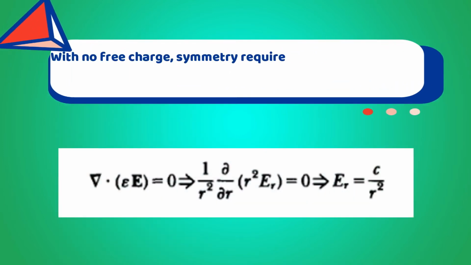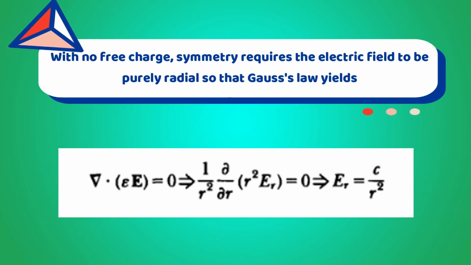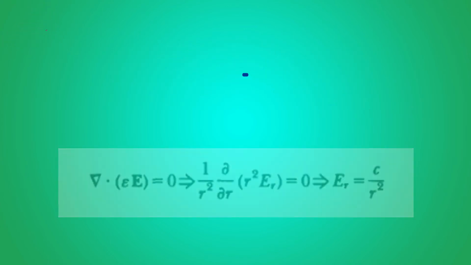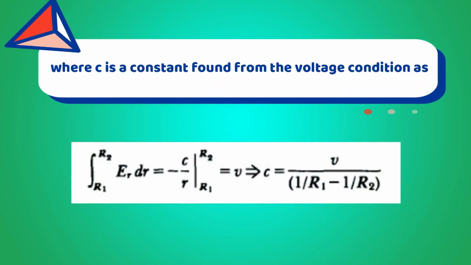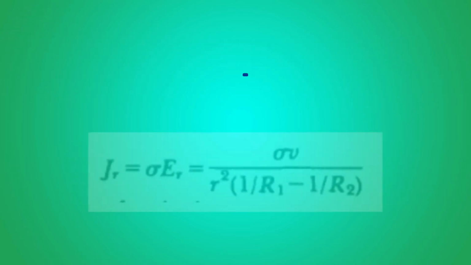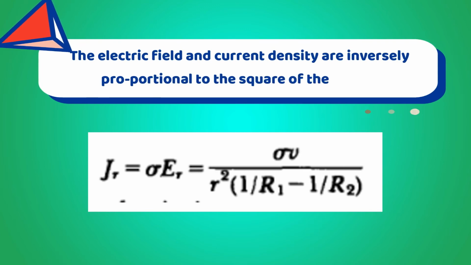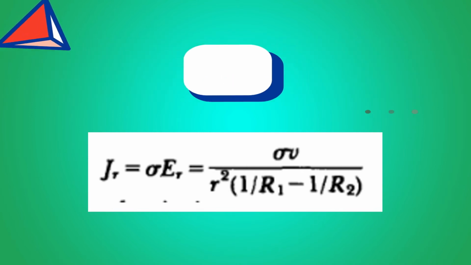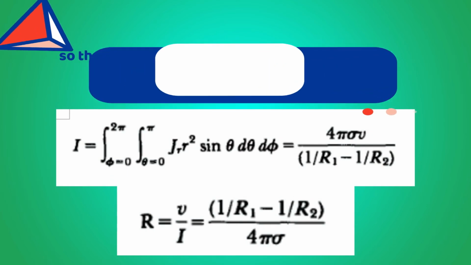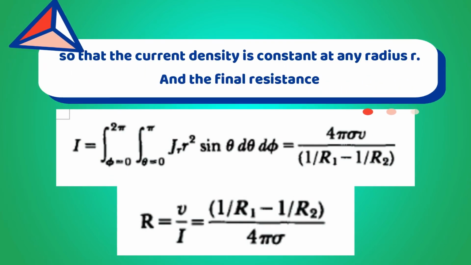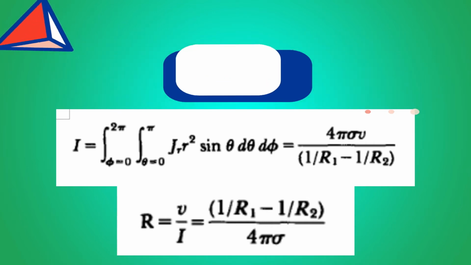With no free charge, symmetry requires the electric field to be purely radial so that Gauss's law yields the equation, where C is a constant found from the voltage condition. The electric field and current density are inversely proportional to the square of the radius. And then we get this equation so that the current is constant at any radius r. The equation gives the resistance.